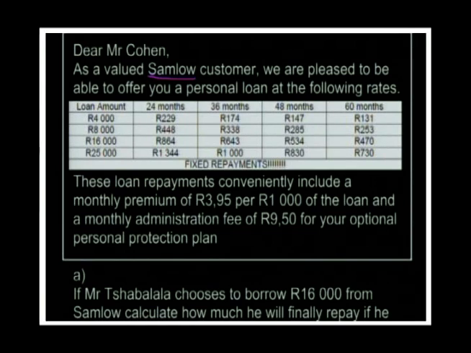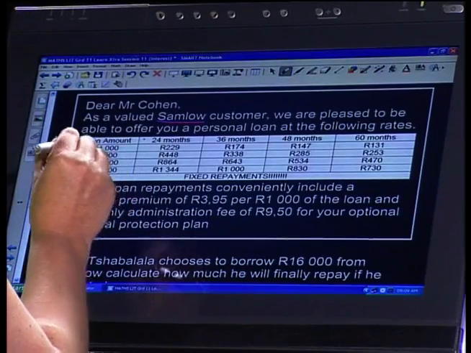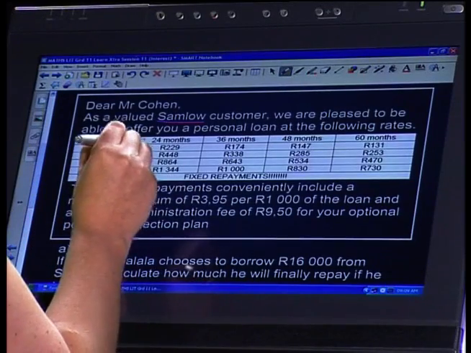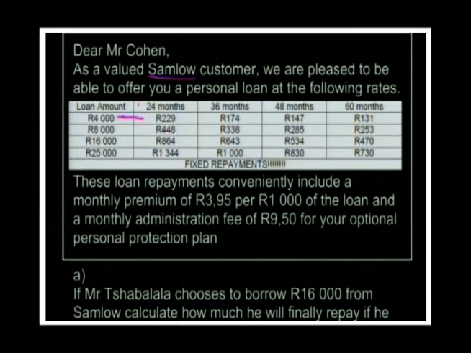We've got a loan amount, and there are 4 different amounts for that. So he can borrow 4,000, 8,000, 16,000 and 25,000 Rand. Then we've got a payment plan. So if he borrows the money for 24 months, then these are the amounts that he needs to pay for each one. So let's look at 4,000 Rand. If he borrows 4,000 Rand, over 24 months, he needs to pay back 229 Rand per month.